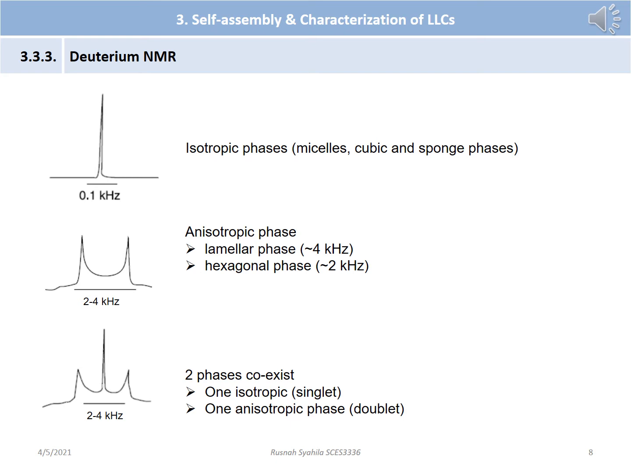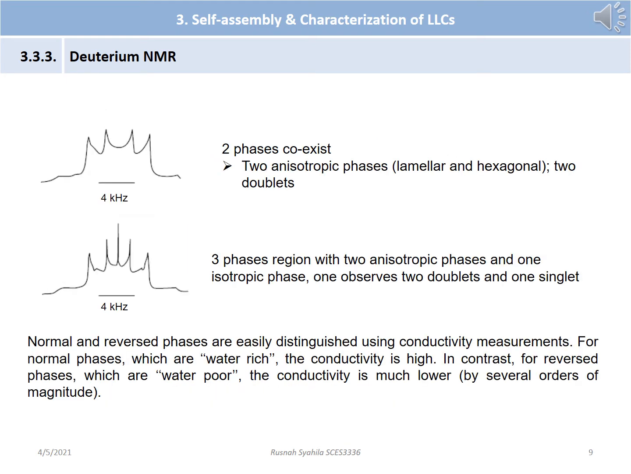3. The third spectrum shows that two phases coexist. For the fourth spectrum, it also shows two phases coexist, lamellar and hexagonal. Two doublets are observed. 5. The fifth spectrum shows three phases coexist. In the three-phase region, with two anisotropic phases belonging to lamellar and hexagonal and one isotropic phase, one observes two doublets and one singlet.